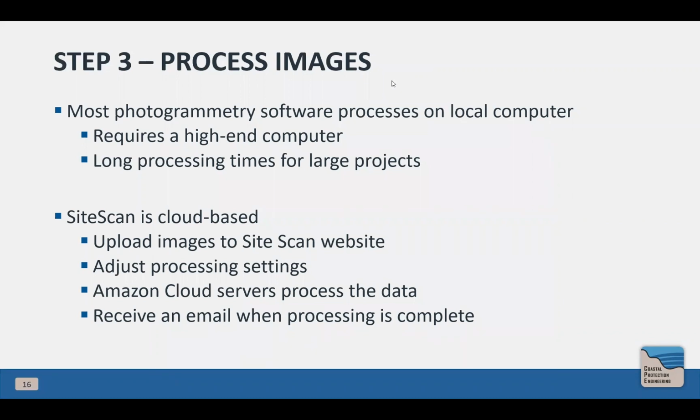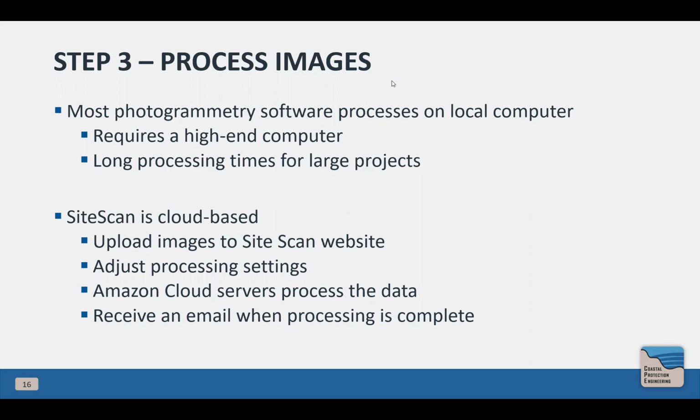For traditional photogrammetry software, you would download the data and process it on your local computer. This is very resource intensive, and it requires very high-end computers. For very large projects, it's a very long processing time. With Site Scan, it's cloud-based, so you upload all the images to the website, you adjust your processing settings, and then the Amazon cloud servers will process all the data. Once you hit go, you can shut down your computer, wait until you get an email back, and then at that point, you can go in and look at your data.